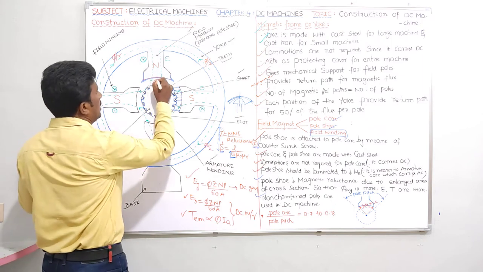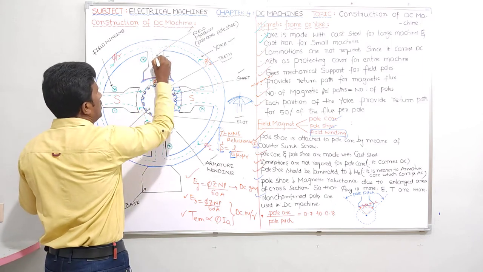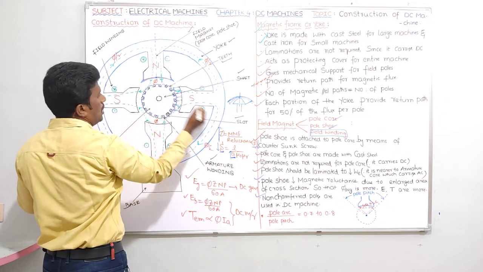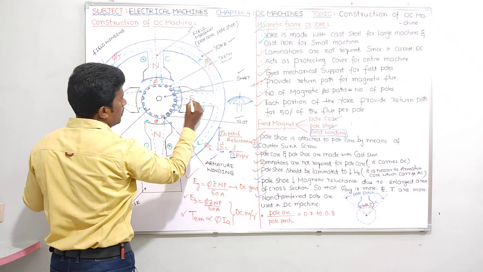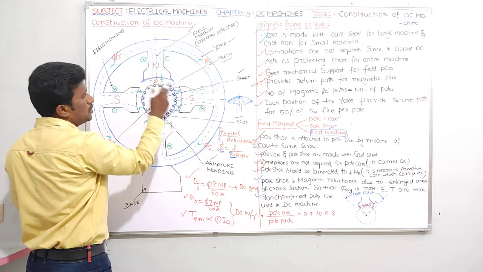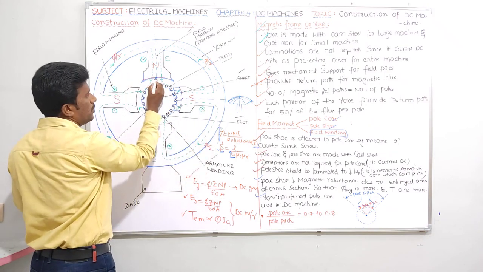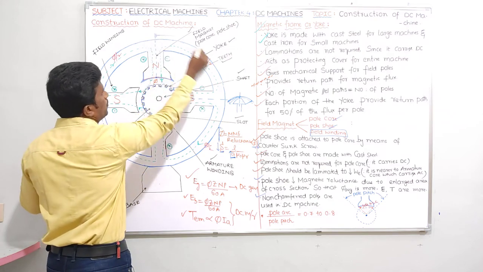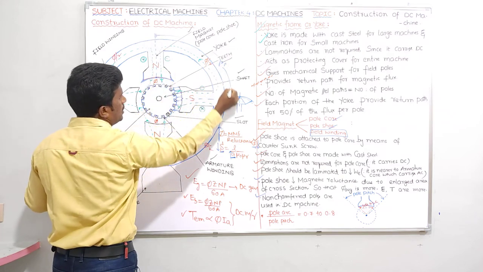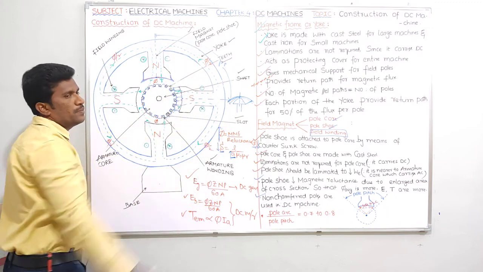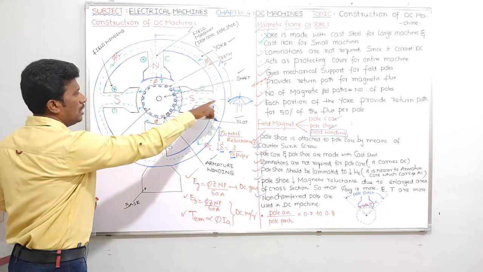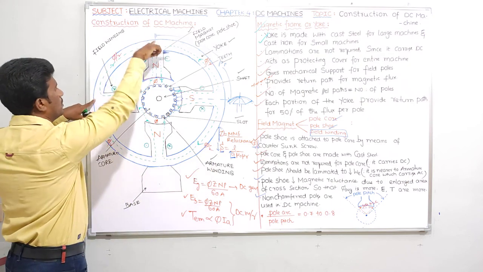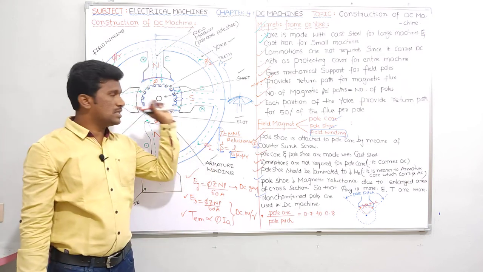See, under the north pole if you take this point, then under the south pole you should take the same point. The distance between two identical points of two consecutive poles is called pole pitch. From here to here, this is pole pitch. Similarly, from here to here, pole pitch. From here to here, pole pitch. From here to here, pole pitch. Okay, don't see this figure.